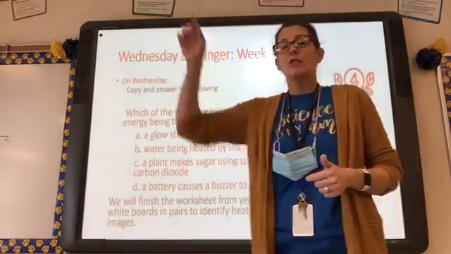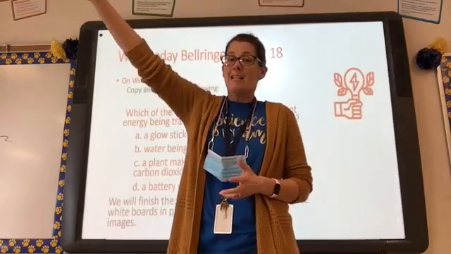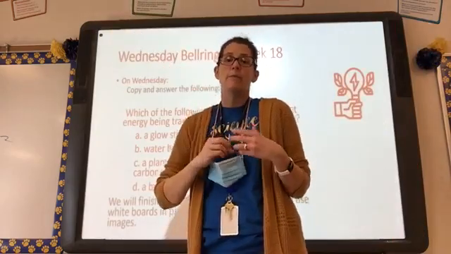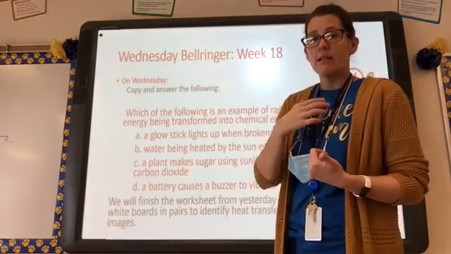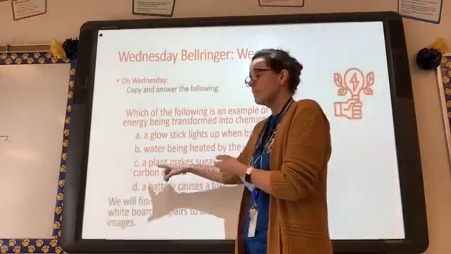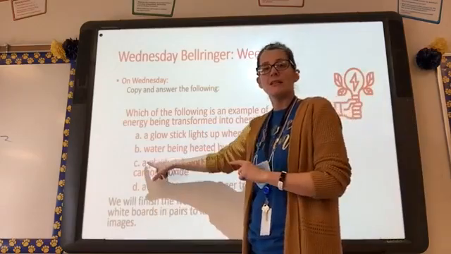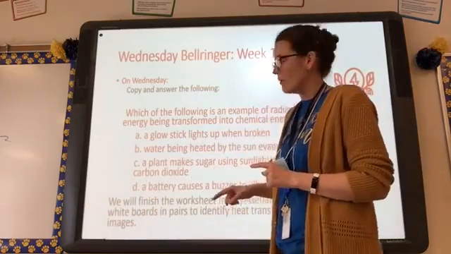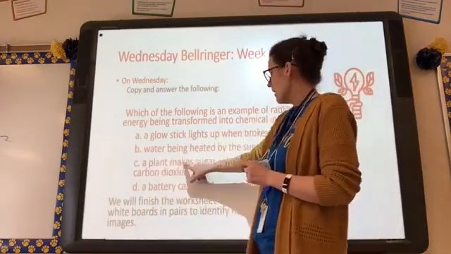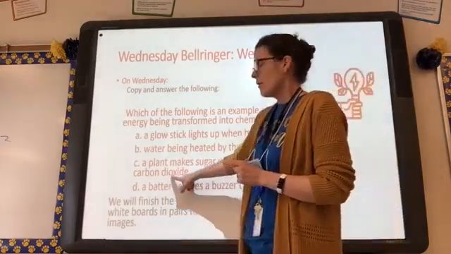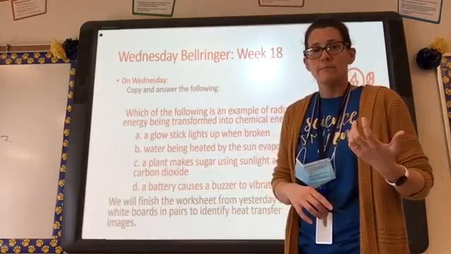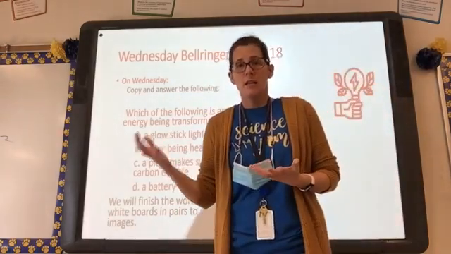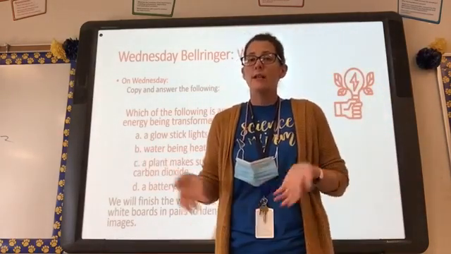Plants get that energy from the sun. They eat sunlight just like we eat food. That's called photosynthesis. But just like for us, it's chemical energy. The plant turns that sunlight into food for them, which is chemical energy. So a plant makes sugar using sunlight and carbon dioxide. We start with radiant energy. We end with chemical energy, and then they use that to grow.